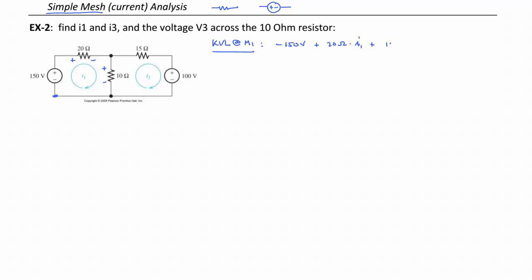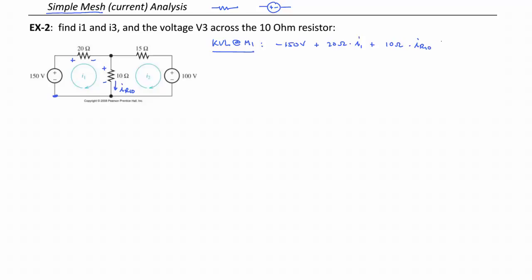And then 10 ohms times I1. Now, what I really want is the current IR10. And so what I really should be saying here is that the voltage developed across the 10 ohm resistor is 10 ohms times IR10, the net current going through that resistor.